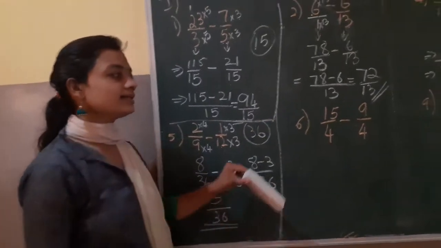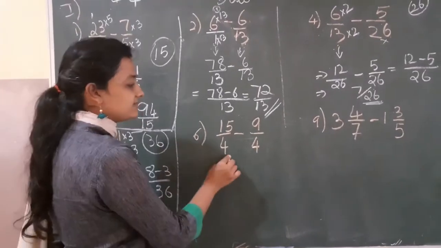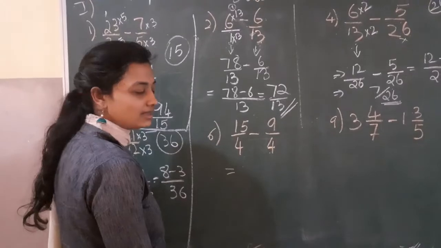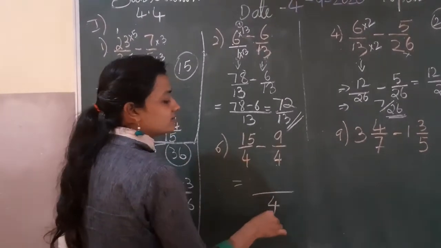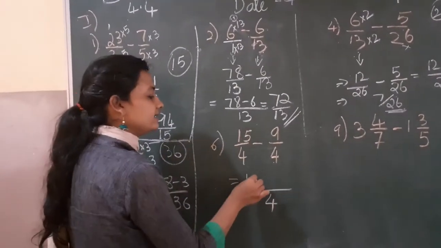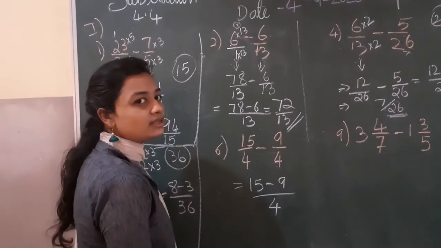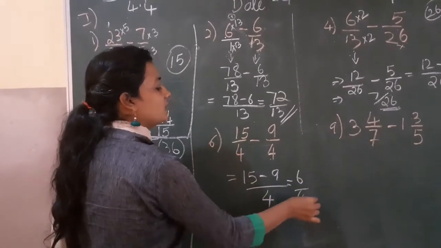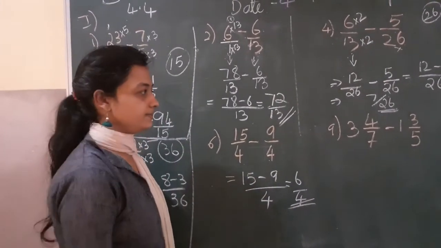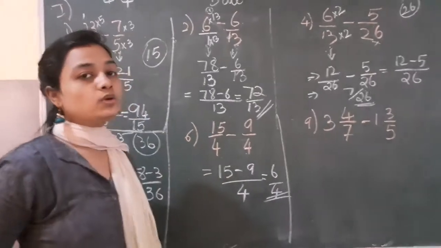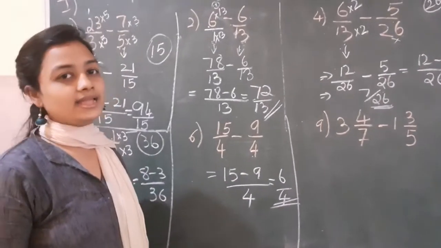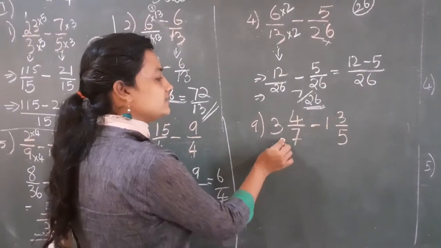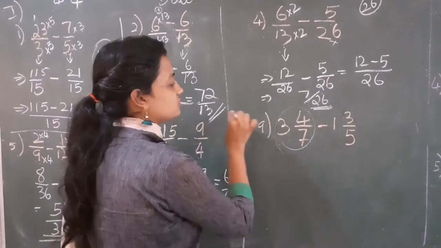Now let's go for the sixth one. It's so easy. I have the same denominator here. No need of LCM, no need of converting. Directly I write 4 in the denominator and write 15 minus 9 in the numerator. So what is the answer for this? It is 6 by 4. I got the answer. Now next, you have to work 7 and 8 as your homework. Now I will go for the ninth one. In the ninth one, you can see there is a mixed fraction.